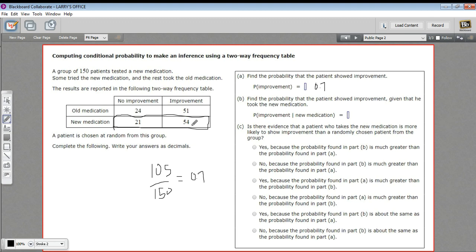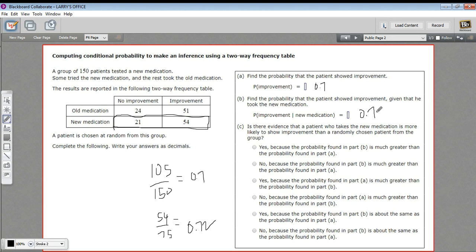We have to add these two together to get our new total. 21 plus 54 is 75, so that's what we'll put on the bottom of our fraction. And we're looking for improvement given new medication. That would be 54. And let's take 54 and divide it by 75, and that is 0.72.